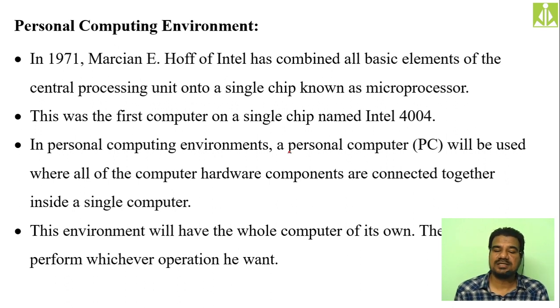And they call that single chip a microprocessor. The invention of the microprocessor was in 1971, exactly 1 year before the invention of the C language, because in 1972, Dennis Ritchie at Bell Laboratories invented the C language. But before that, in 1971, Marcian E. Hoff, who was working for Intel, combined all the necessary components, all the elements of the central processing unit, onto a single chip, and he called that chip a microprocessor.